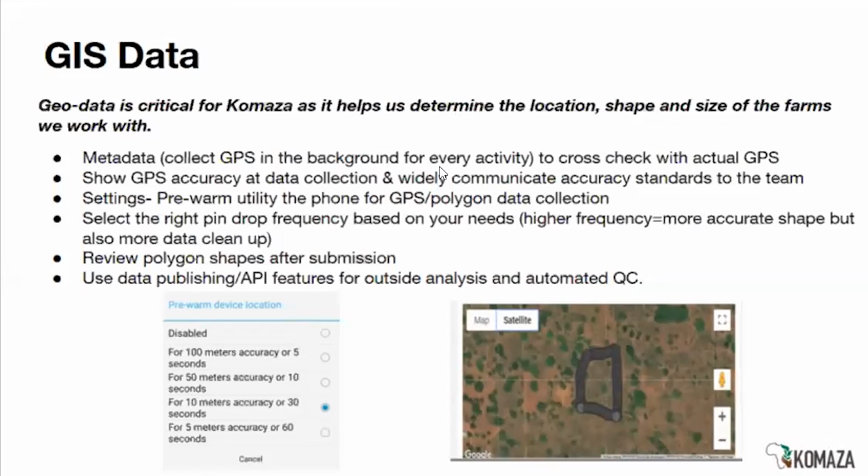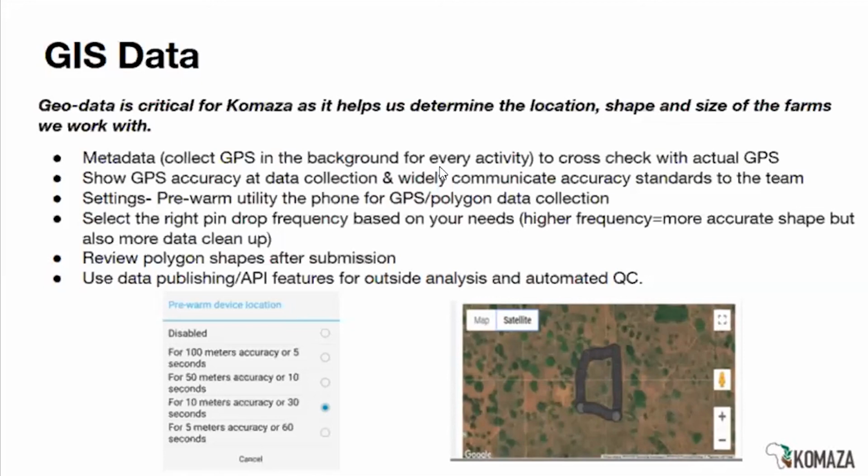You also monitor or set the frequency at which pins are being dropped in a polygon. So in a case, you can set like 1 second as you go around the polygon, but the higher the frequency also means that you have to have more accurate shape at the expense of data cleaning up. So you may end up using different tools like data software like R, Stata, and Python to clean up the data a bit when you want to export it for other business use.